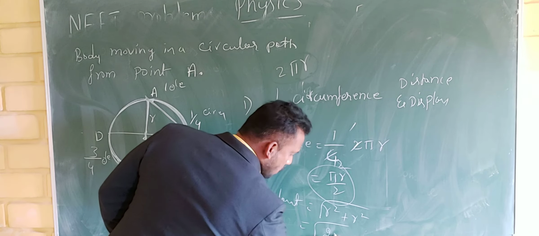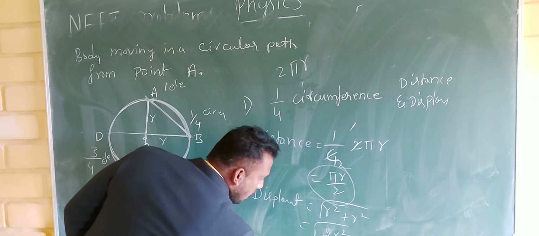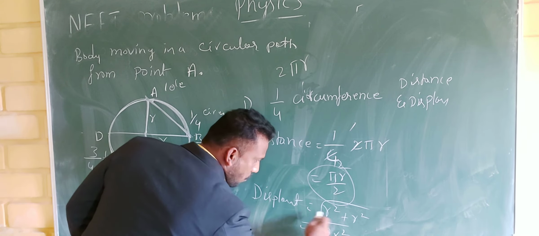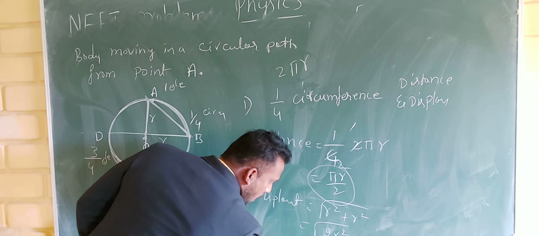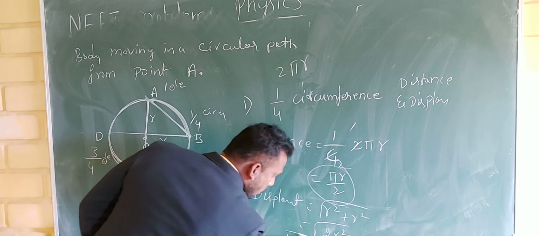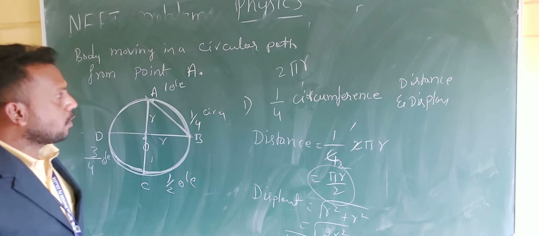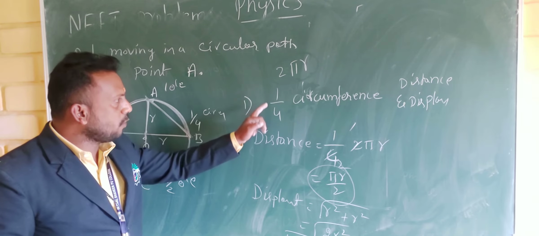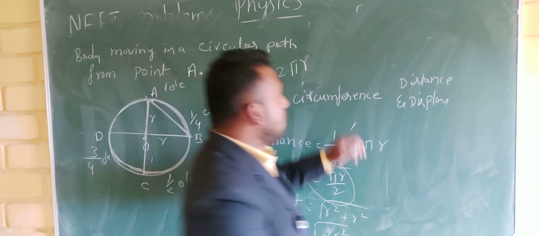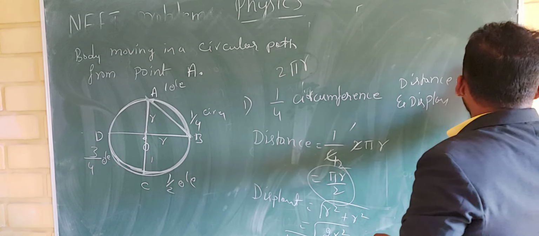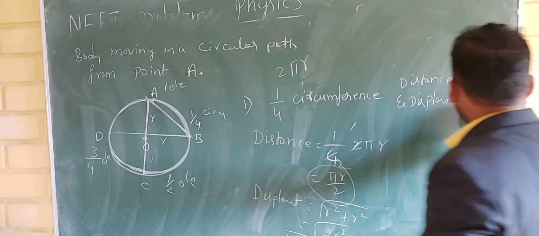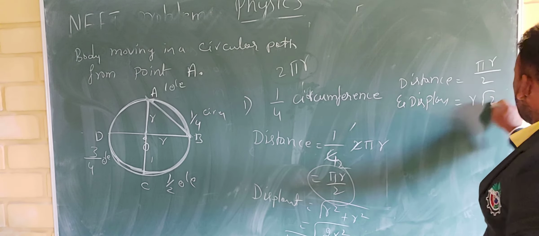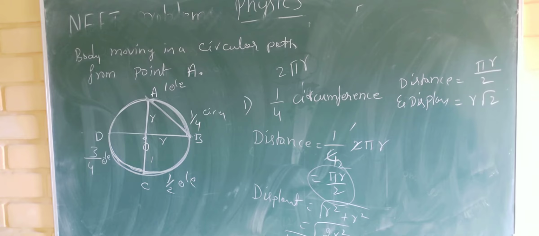That is 2r square. The r square comes outside, so it becomes r root 2. Displacement is r root 2. For 1/4 of its circumference, distance is equal to pi r by 2 and displacement is equal to r root 2. This is the first case.